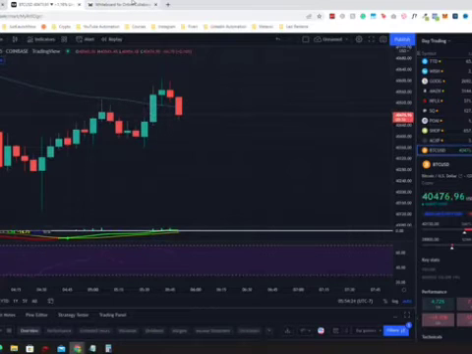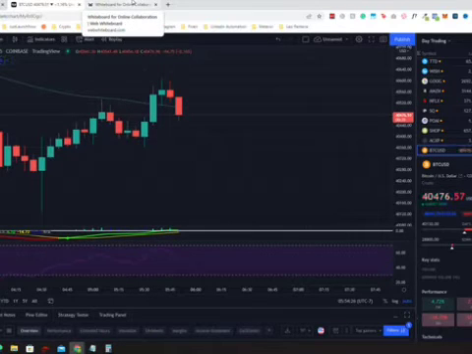So I hope that explains and clarifies a lot of questions you guys have when it comes to bullish candles. Now I'll go over what a bearish candle looks like and how to read a bearish candle.